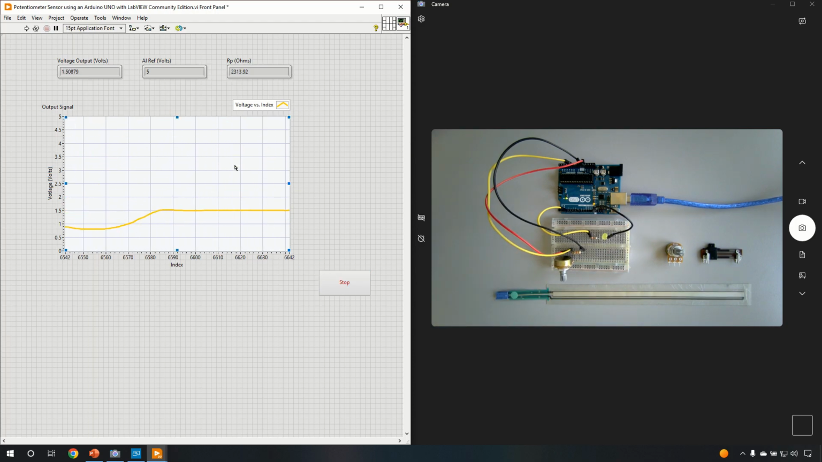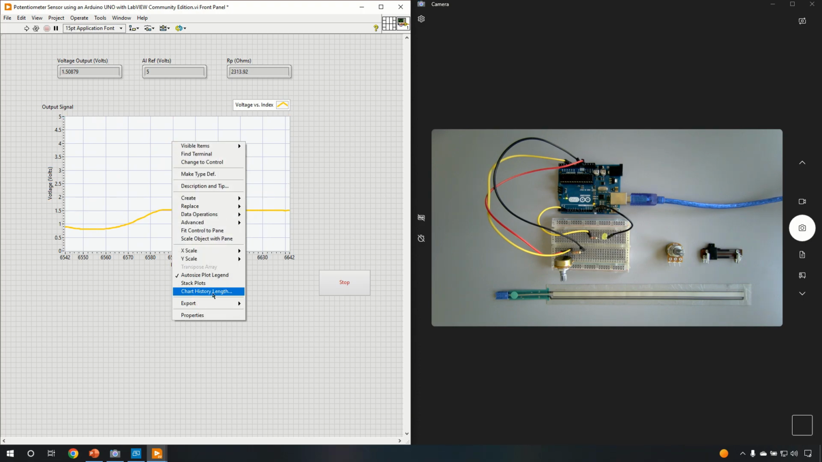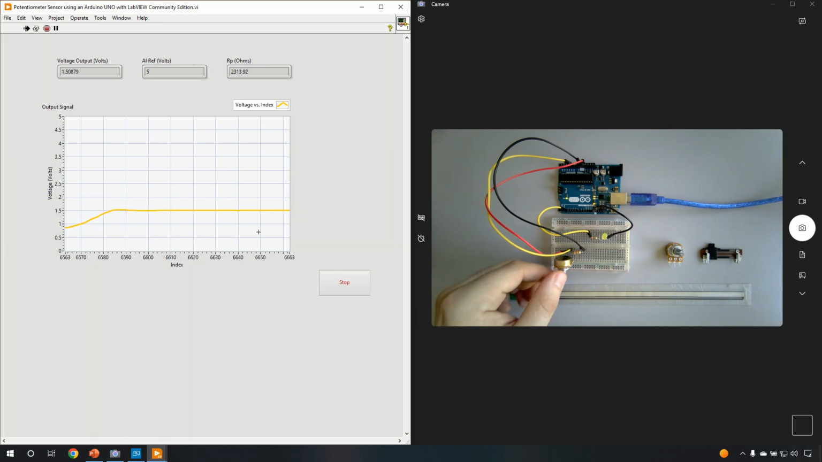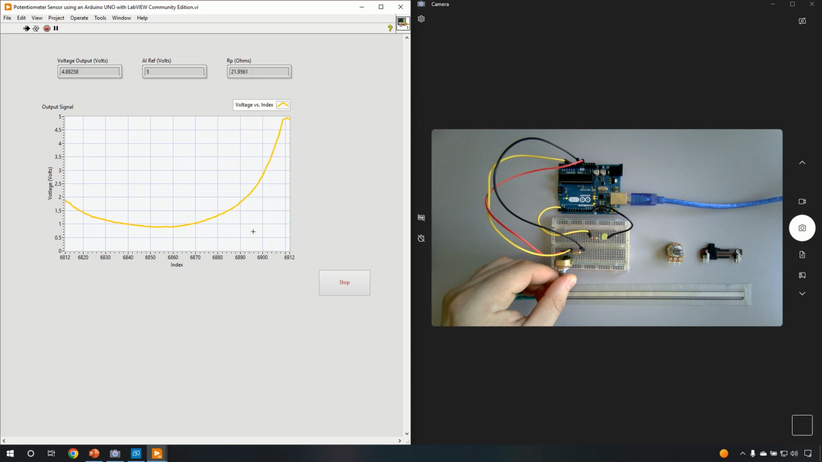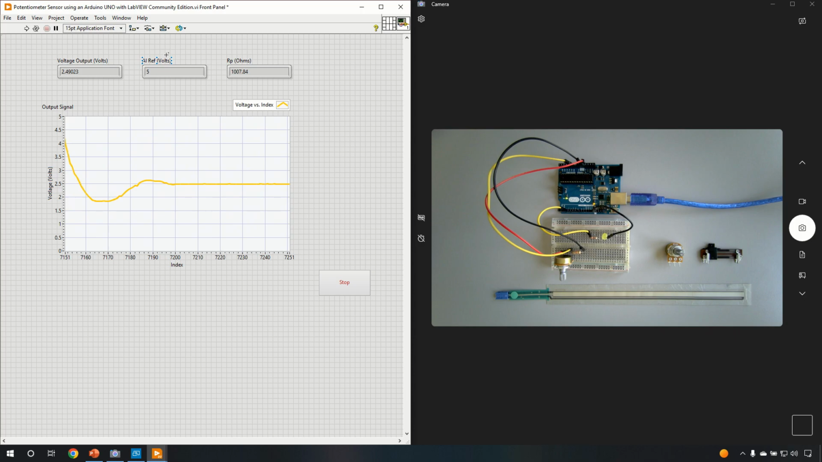Another thing that you can do right here is you can change the amount of data points that are displayed on the x-axis by right-clicking on the graph and going to chart history length. For example, you can increase or decrease the amount of data points depending on what you want. So as you can see right here, now I'm changing my voltage. Perfect.